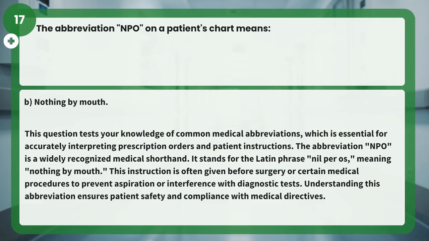This question tests your knowledge of common medical abbreviations, which is essential for accurately interpreting prescription orders and patient instructions. The abbreviation NPO is a widely recognized medical shorthand. It stands for the Latin phrase nil per os, meaning nothing by mouth. This instruction is often given before surgery or certain medical procedures to prevent aspiration or interference with diagnostic tests. Understanding this abbreviation ensures patient safety and compliance with medical directives.